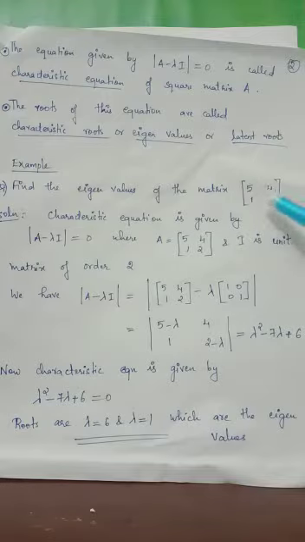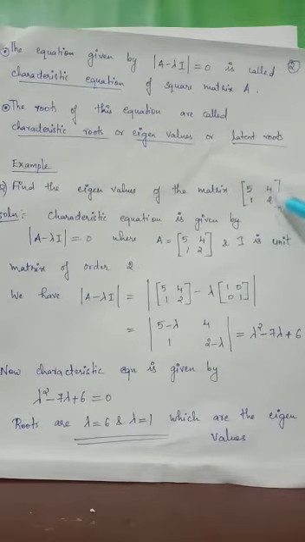Consider a 2 by 2 matrix 5, 4, 1, 2. Here you can notice that the column sum, that is, the sum of elements across a column, is remaining the same. 5 plus 1 equal to 6, 4 plus 2 is also equal to 6. However, the row sum is not same. 5 plus 4 is equal to 9 and 1 plus 2 equal to 3.